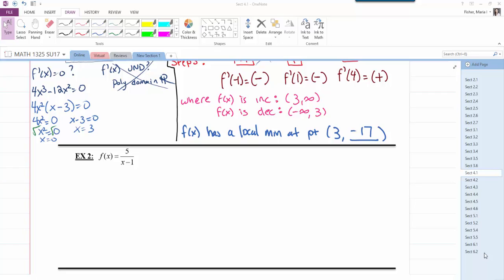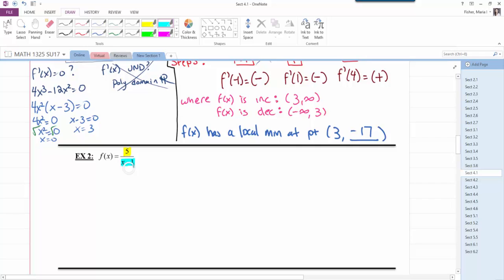So for example 2, we're going to do the same thing. We're going to find the intervals where the function is increasing and decreasing and the local extrema of the function. So what we have to do is step 1, find the derivative of the function and then find the partition numbers. Now notice that this is just a number over x minus 1.